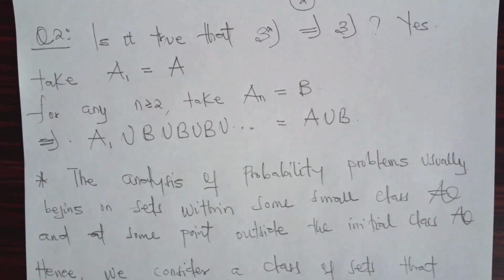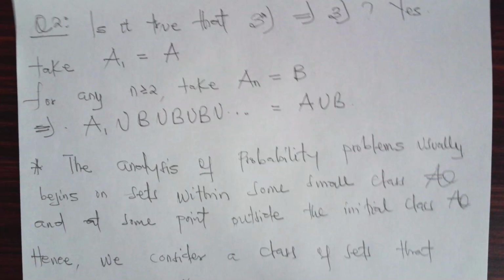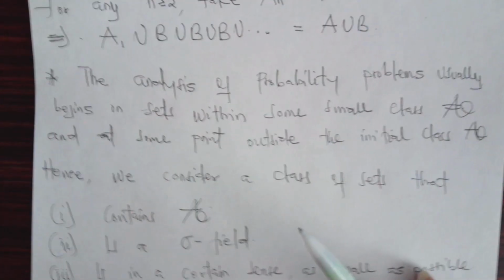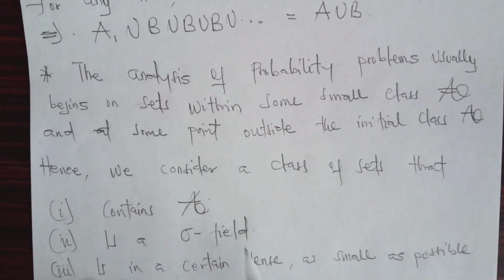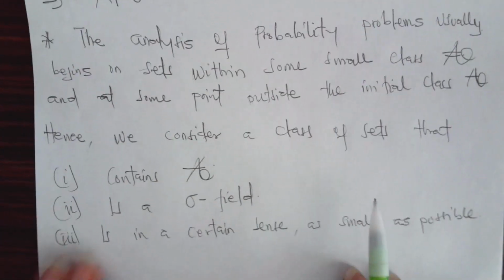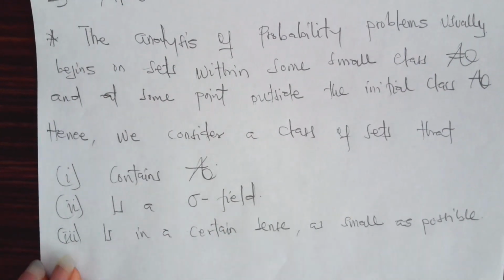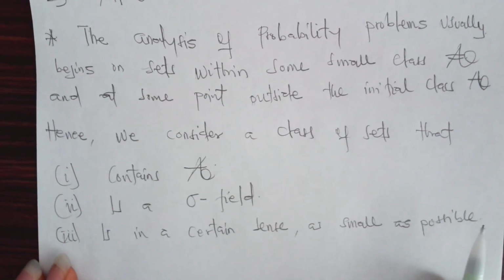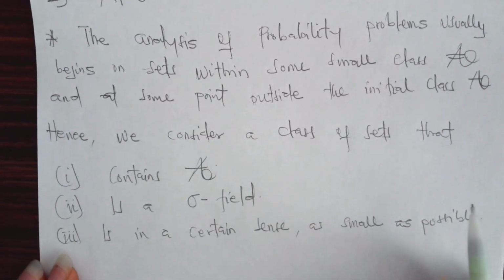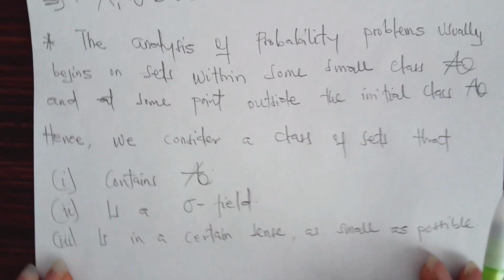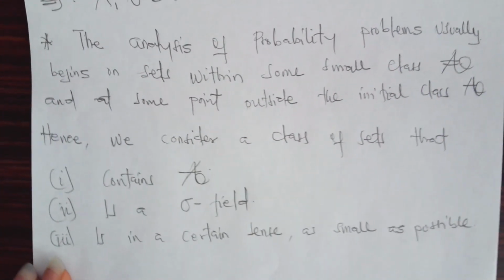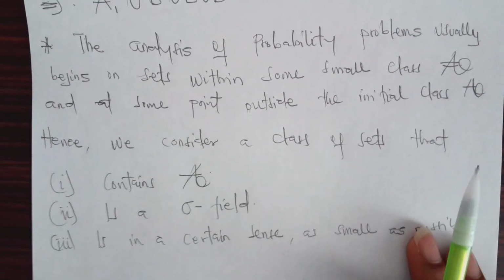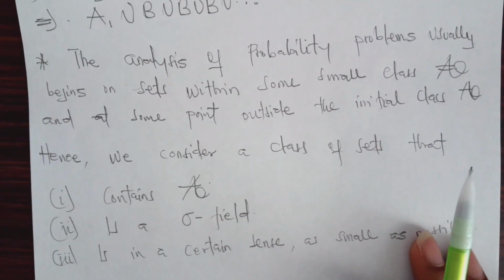Hence, we consider a class of sets that, one, contains the class we began with, that is A; two, is a sigma field; and three, is in a certain sense as small as possible. So this is the sigma field generated by a set. This is what we are about to treat in our lecture 2. Then we extend, and we talk about probability measures as well.